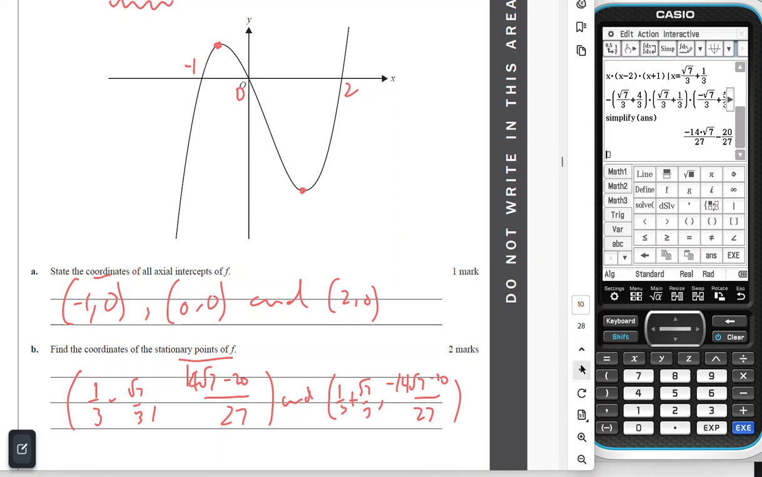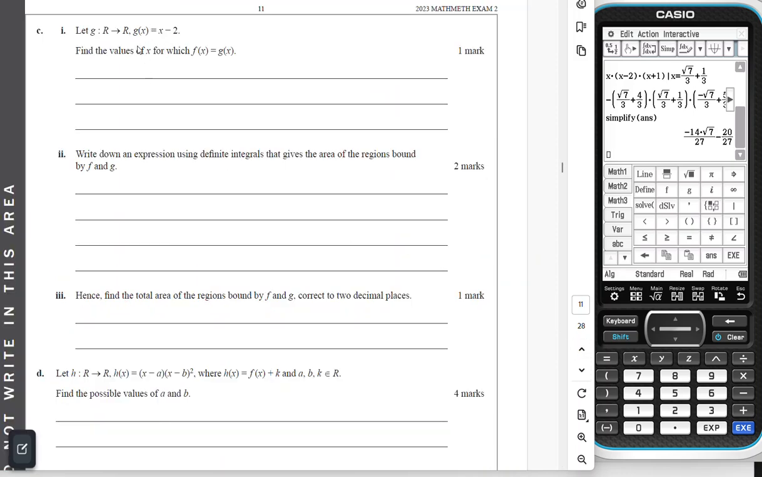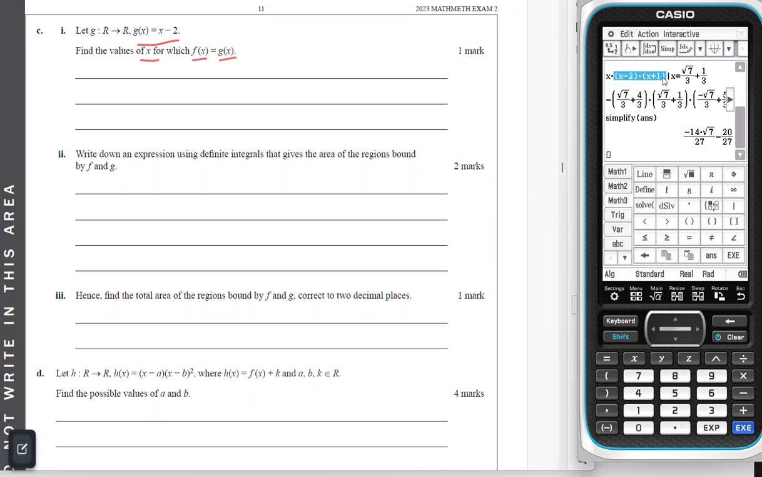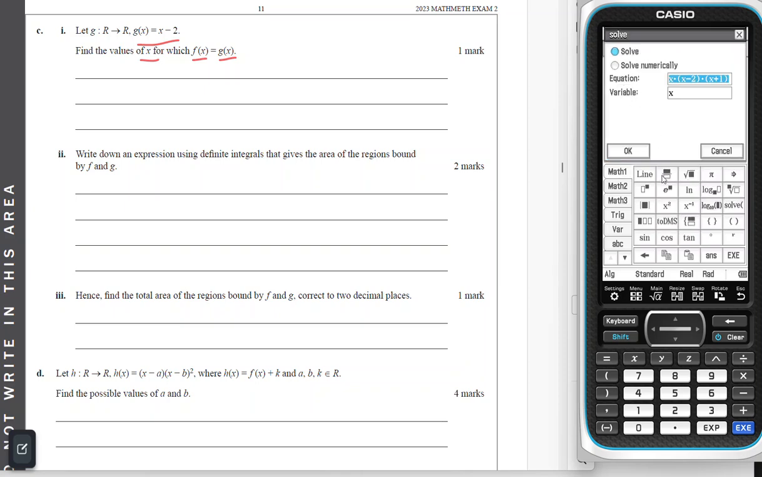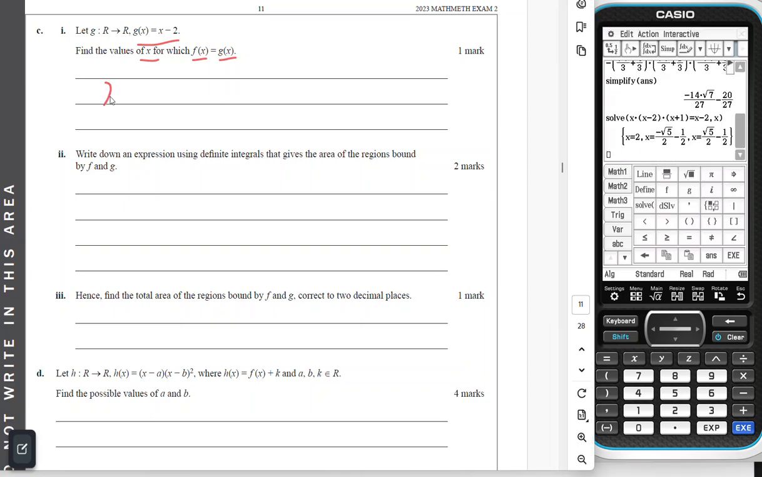Okay. Let g of x equal this. Find the values of x for which f of x equals g of x. So if I take this expression here, put that into a new line, make it equal to x minus 2, and solve for x. And I get x equaling 2, or -1/2 minus √5 on 2, or -1/2 plus √5 on 2.